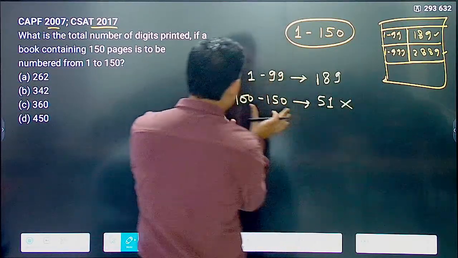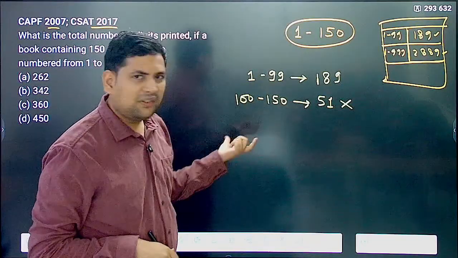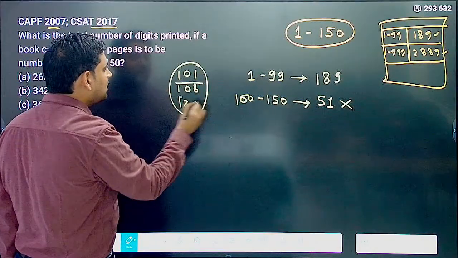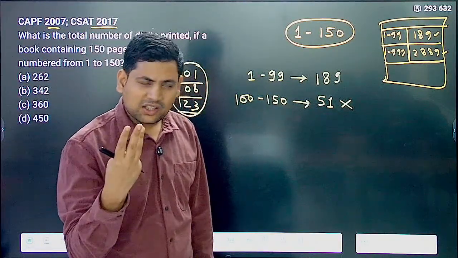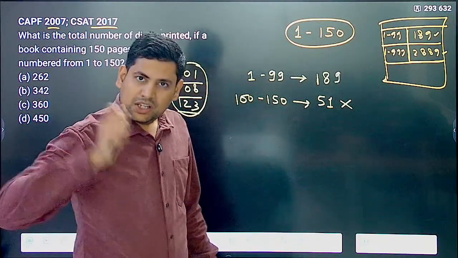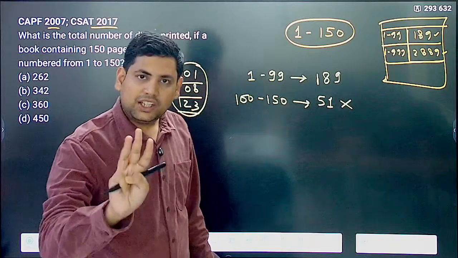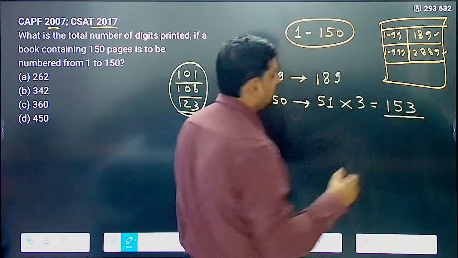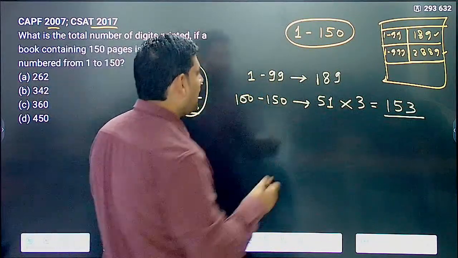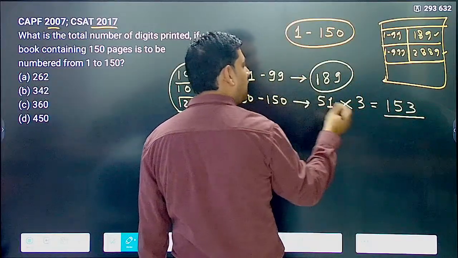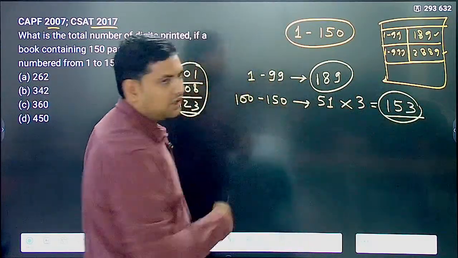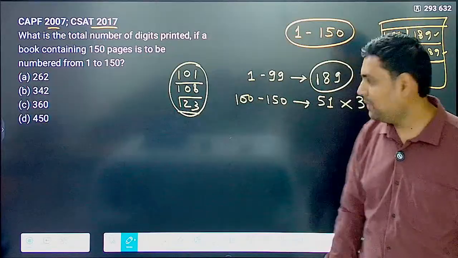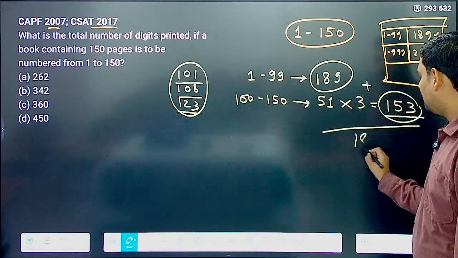Now each of these numbers, that is 100 to 150, 101, take any number, 101, 108, 123, all these require how many digits? 3 digits, correct. So 51 numbers are there. For each of these numbers, I require 3 digits. So 51 into 3, this comes out to be 153. Correct. So I need 189 to type from 1 to 99 and 153 to type from 100 to 150. I must add them both because the book is also the addition of both, 150 pages. So 189 plus 153 will be my answer.